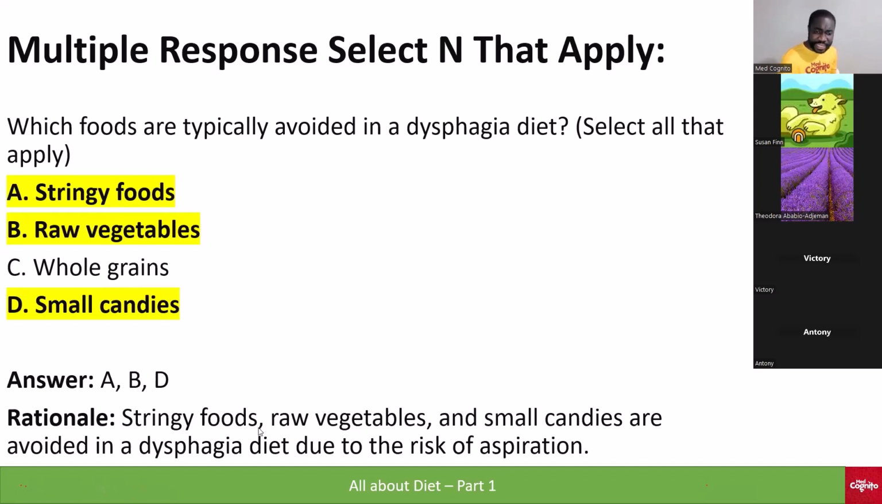A, B, and D. Stringy foods, raw vegetables, and small candies are avoided in a dysphagia diet due to the risk of aspiration. That is why we avoid stringy foods, raw vegetables, and small candies, right?